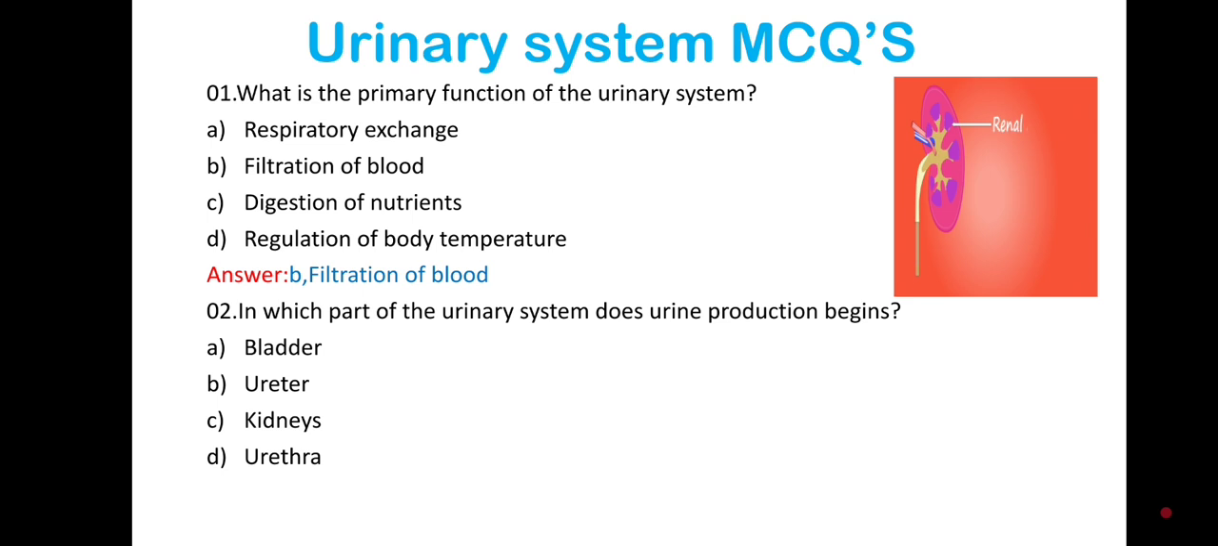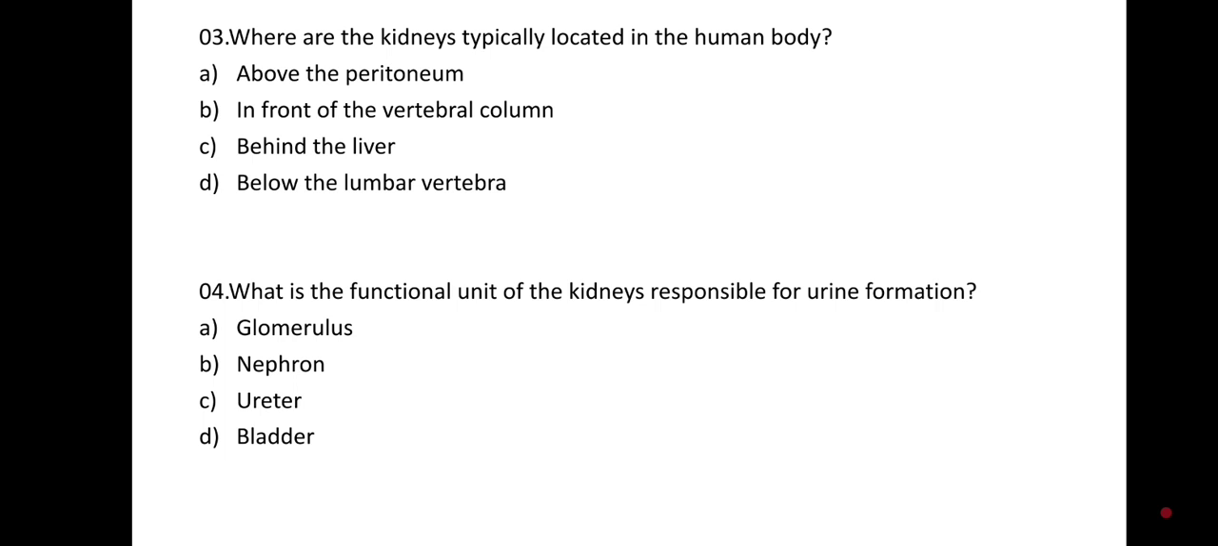The second question is, in which part of the urinary system does urine production begin? A. Bladder. B. Ureter. C. Kidneys. D. Urethra. The correct answer is C. Kidney.